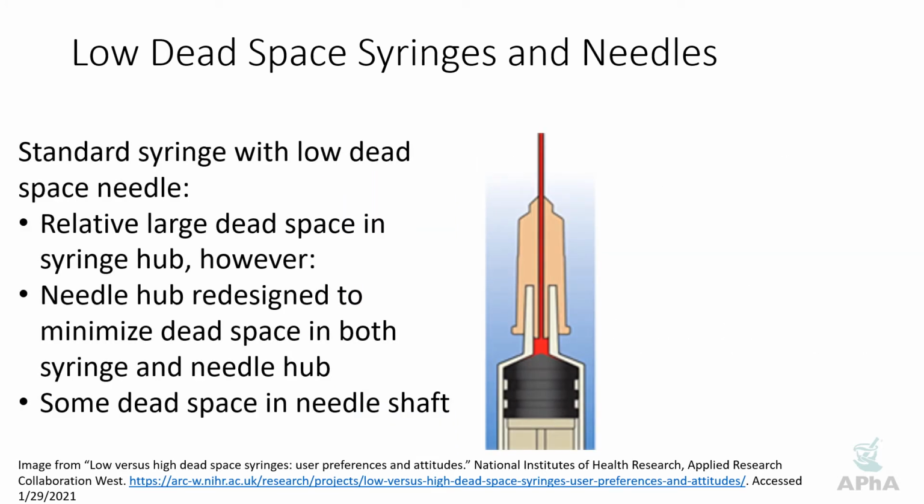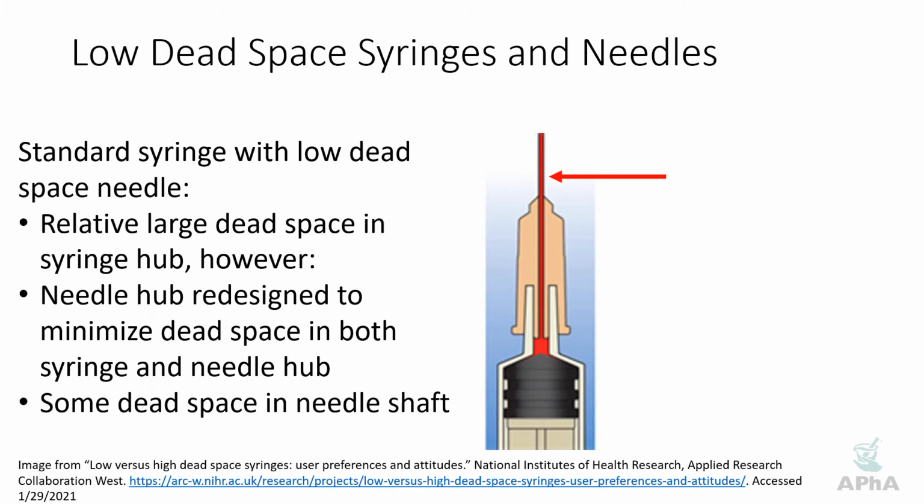In addition to making reduced dead space syringes, they also make low dead space needles. And so here we still have the standard, relatively large dead space in the syringe hub. However, if you take a look at that needle design, you'll notice that there's plastic on the outside of the syringe, but there's also plastic on the inside in that little bit of the hub there. And that's where the arrow is pointing right there. So in this instance, the needle hub was redesigned to help minimize the dead space in both the needle hub as well as in the syringe. And as always, we still have a little bit of dead space in the needle shaft. There's just not a whole lot we can do about that. So this is a better option still.